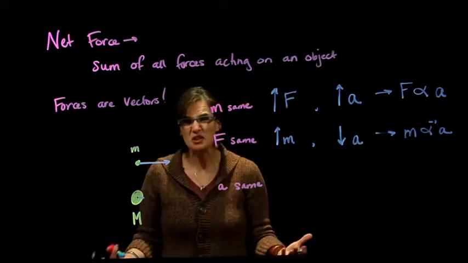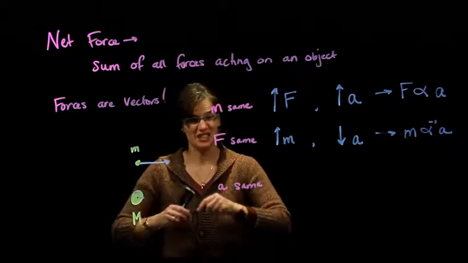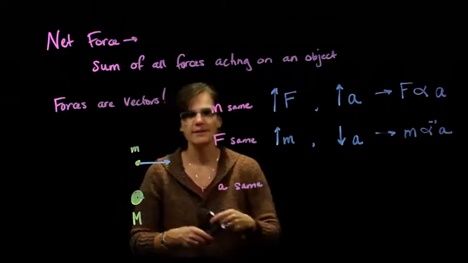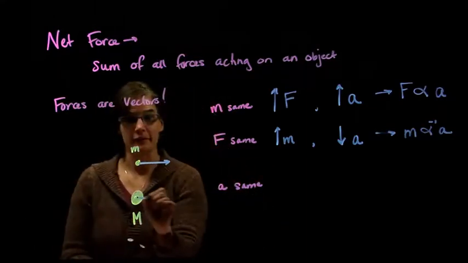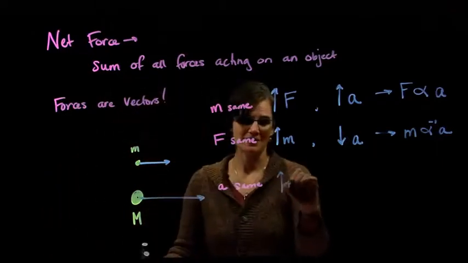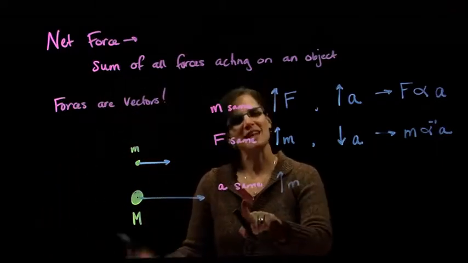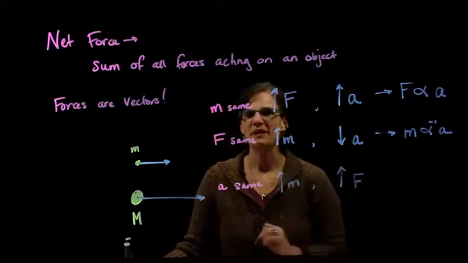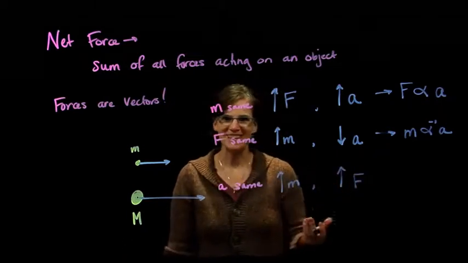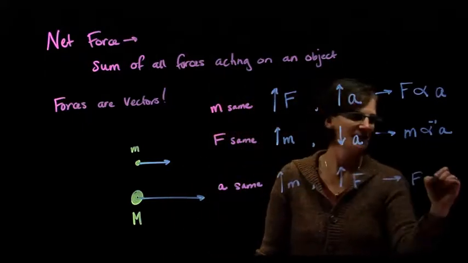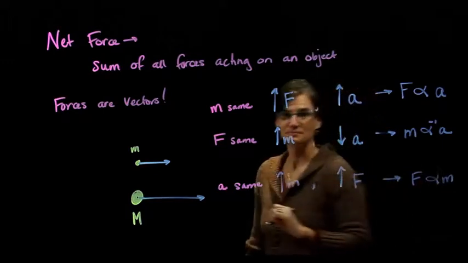What do I got to do? Well, I got to push it harder. If I want to get a change in motion that's equivalent to this little apple with that force, I got to give my big apple a bigger force. So as I increase my mass, in order to achieve that same acceleration, I have to increase my force. Well, what does that tell us? That tells us that the force and the mass are proportional.